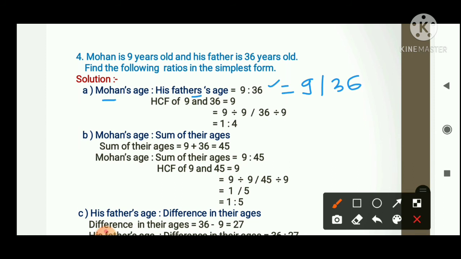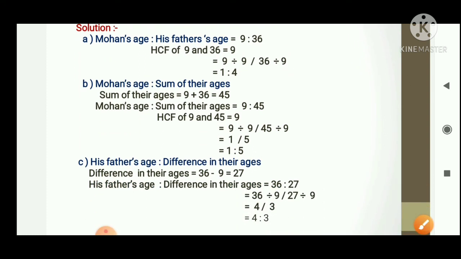Now to reduce it, we have to find its HCF. So HCF of 9 and 36 is 9. Now we divide both the terms by their HCF. So 9 divided by 9 and 36 divided by 9. So we get its answer 1 upon 4. And its ratio 1 is to 4. So for Mohan's age to father's age, we get its ratio 1 is to 4.